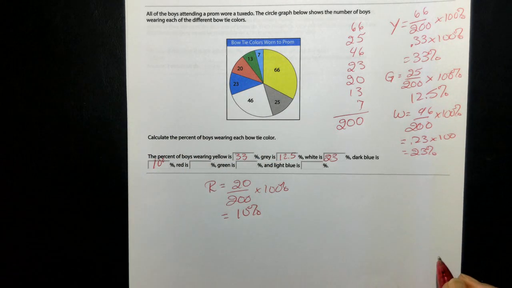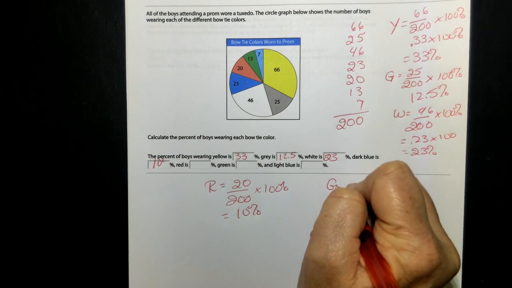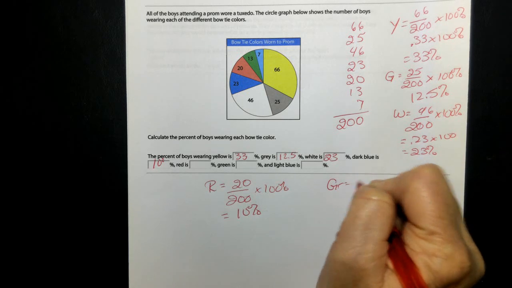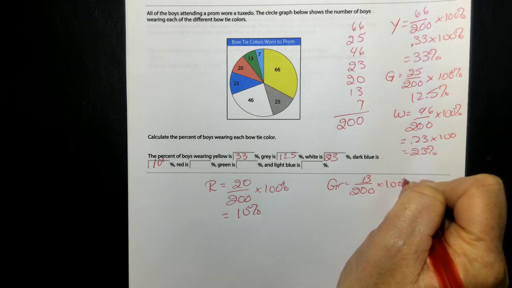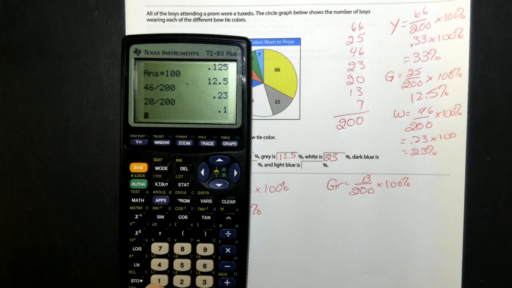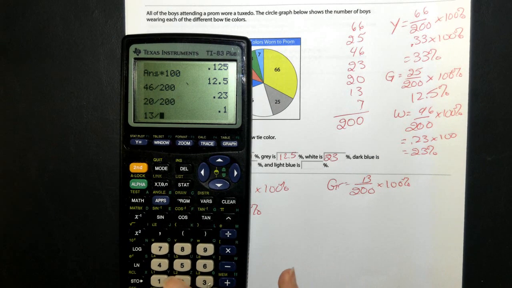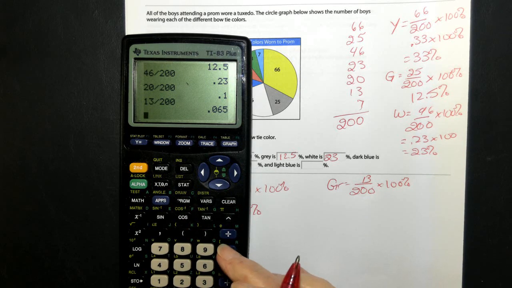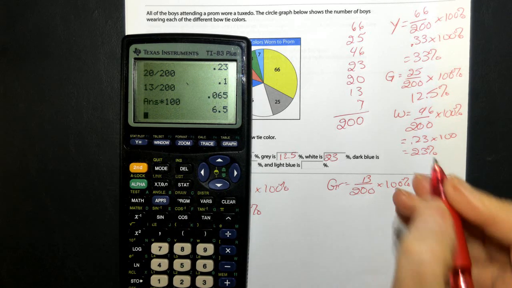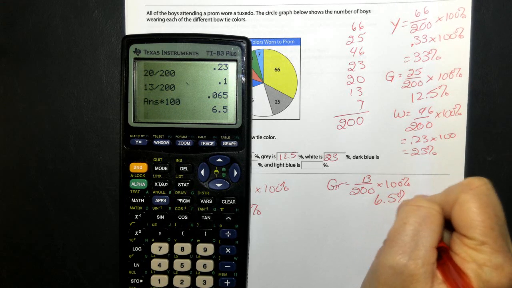Okay, green. Now this is a different one, so this is going to use green, GR. 13 over 200 times 100%. 13 divided by 200, that's 0.065 times 100, 6.5%.